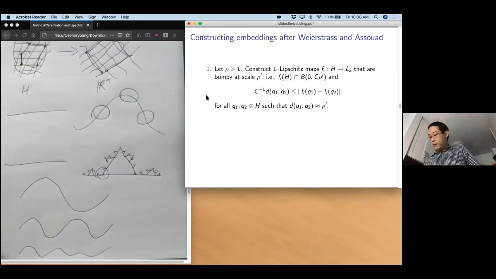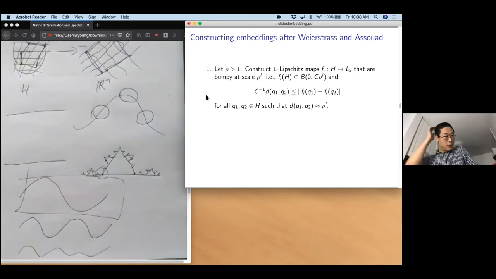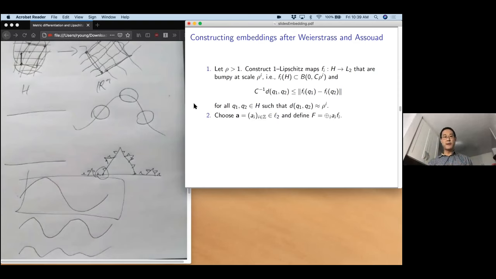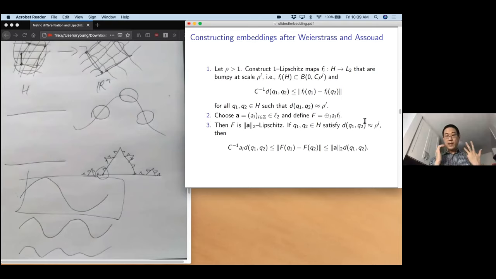So these are analogs of our functions like so. And so we get an analog of the Weierstrass function by adding them together. Here, we're limited on how many of these we can add together because we want the result to be Lipschitz. We're starting with one Lipschitz maps and we want the result to be Lipschitz. And so what we'll do is we'll choose some coefficients a sub i, which are square summable, and then define f, which is the direct sum of a sub i f sub i. Because our a sub i are square summable, this sum is going to be Lipschitz, with Lipschitz constant given by the L2 norm of the a.